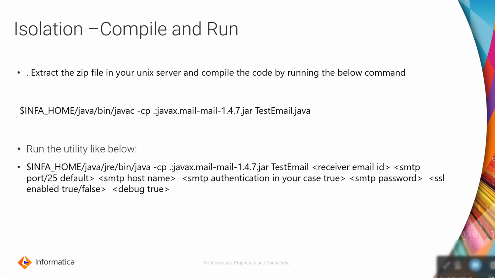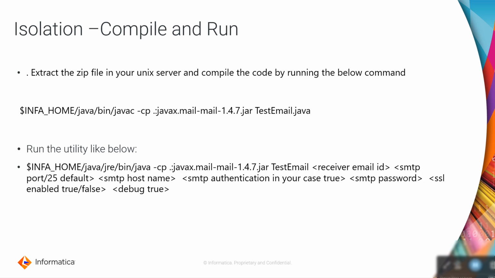Now how to run this utility? In order to trigger the email alerts from the server, you have to perform two steps. First you have to compile the .java file, and then you have to run it. To compile it, this is the command you have to run: infa_home/java/bin/javac -cp, then the jar file and TestEmail.java.